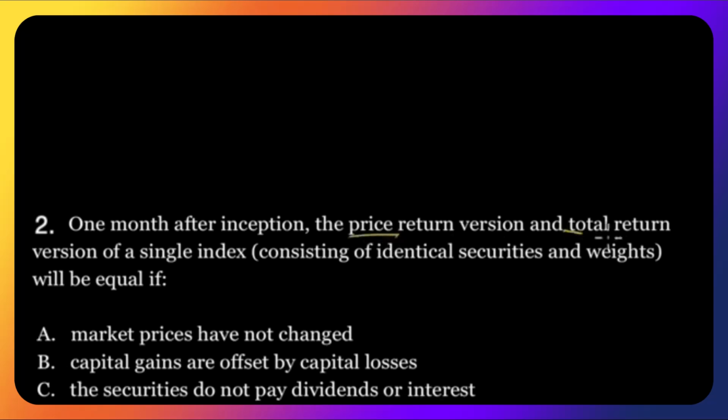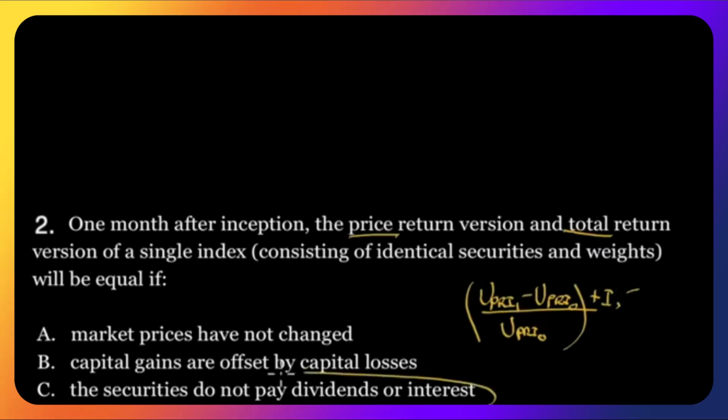Price return versus total return. Remember the difference in the numerator, right? It was the value at time 1 minus the value at time 0 over the value at time 0 plus I. So this is the same in both. This is for total return. So the only way they can be equal is if this is equal to 0. The securities do not pay dividends or interest.